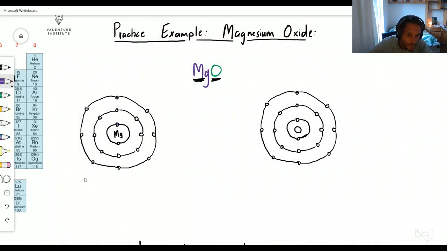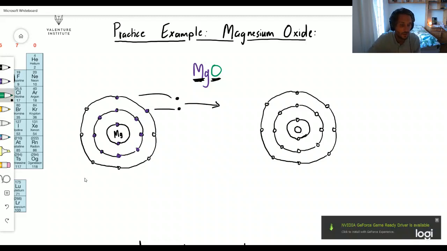12 electrons of magnesium: 2, 3, 4, 5, 6, 7, 8, 9, 10, 11, 12. We can see it's clearly not happy here because it's got an incomplete outer shell, and those 2 electrons are going to try and go somewhere else so that magnesium can be happy. Let's draw these 2 electrons coming off, and as you know from the previous video, they're going to join up with the oxygen. Let's have a look at the oxygen atom.